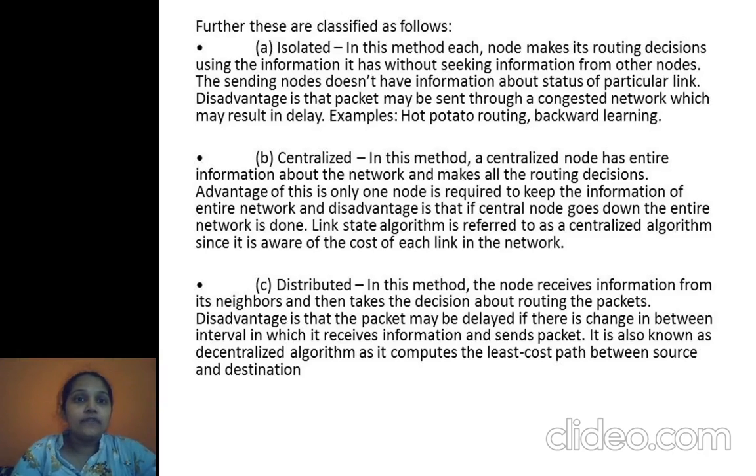The disadvantage of this isolated method is that packets may be sent through a congested network, which may result in delay. There can be quite a delay in the sending of packets. So in the isolated method, each node makes its routing decisions. A node itself makes routing decisions using its own information. It could not take any information from the other nodes.